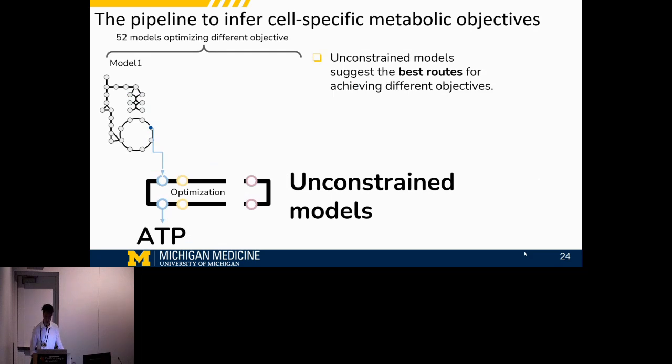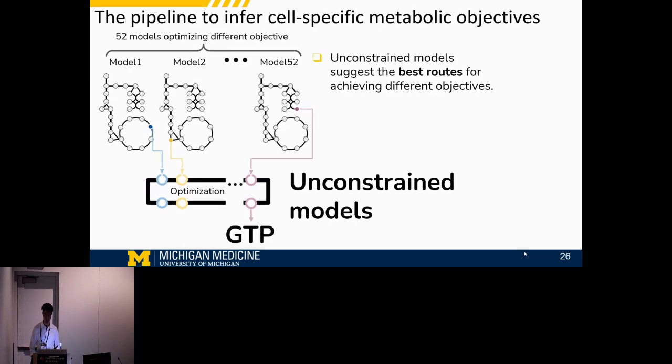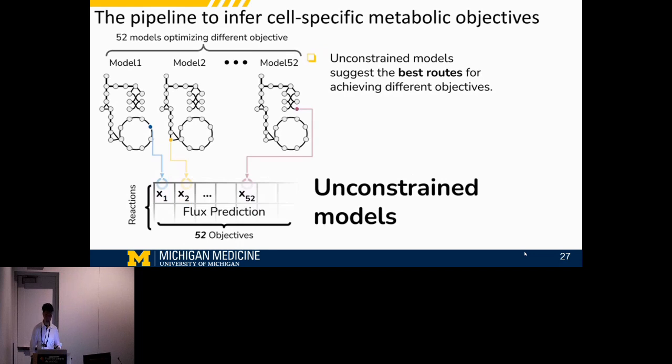And after we got the cell-specific fluxes, also known as the constraint model, we are almost ready to infer the objectives. In addition to the constraint model, we need the unconstrained model, which is actually the ideal optimal solutions. For example, the first model only optimizes ADP and gets the optimal route for metabolic fluxes. Then we can do the same thing for optimizing glycine, to show as much production of glycine as possible. And we can keep doing the same thing for the 55 different metabolites.